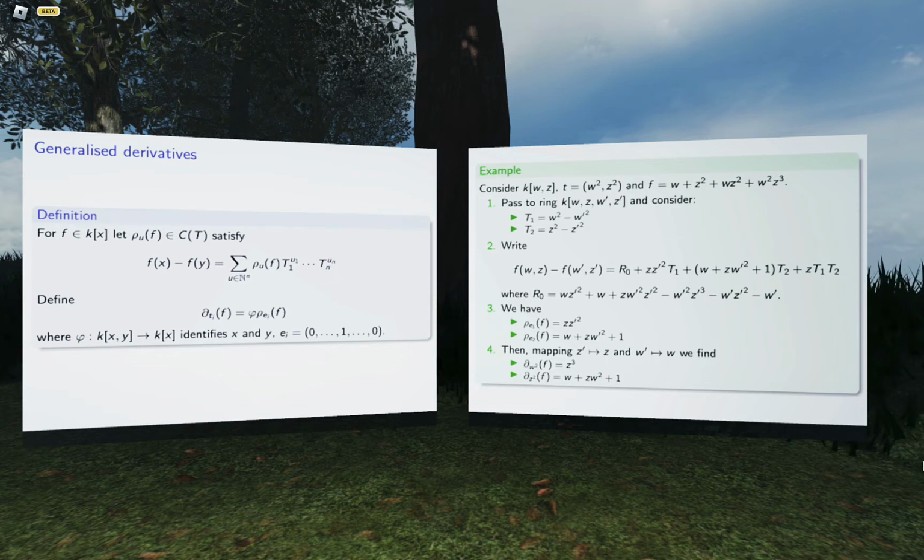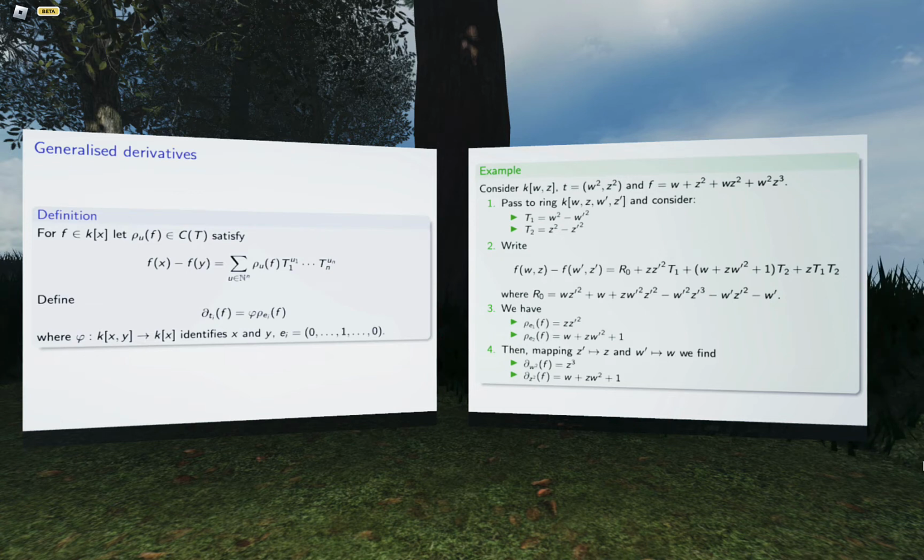Really, what we're interested in is this expression for f, subtract f, so f of zw minus f of w prime z prime, are the coefficients of t1 and t2. So the coefficient of t1 is z prime squared, which is our row e1 of f, and the coefficient of t2 is w plus z w prime squared plus 1, right?